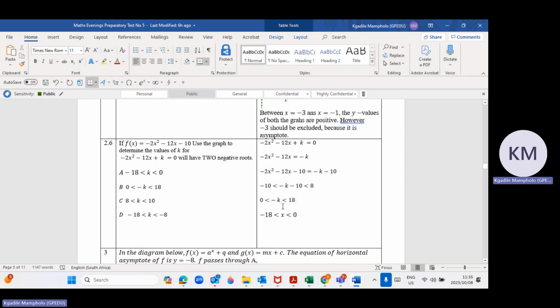Now remember, when you divide by a negative, you either change the inequalities or you swap the numbers. So minus 18 will come this side, 0 will come this side when you divide by negative. So between, let me change it here. We don't want the values of x, we want the values of k for which the graph will have two negative roots. Then k will be between negative 18 and 0.